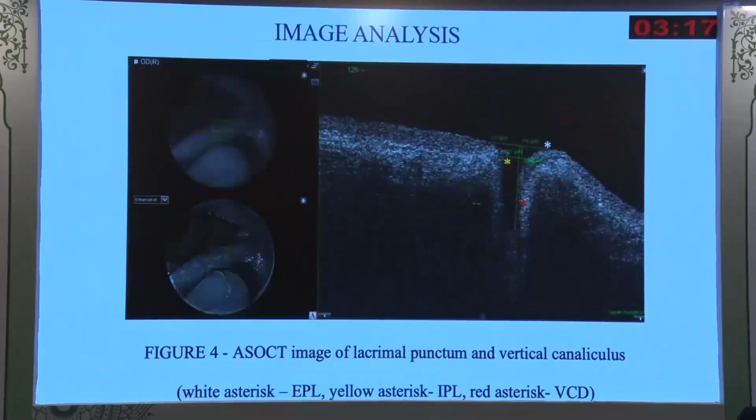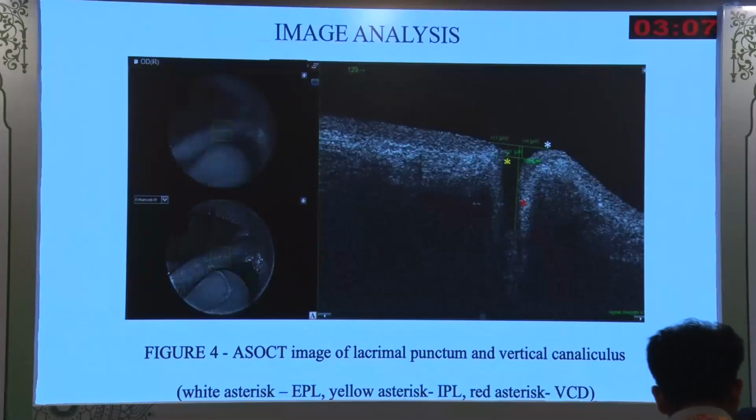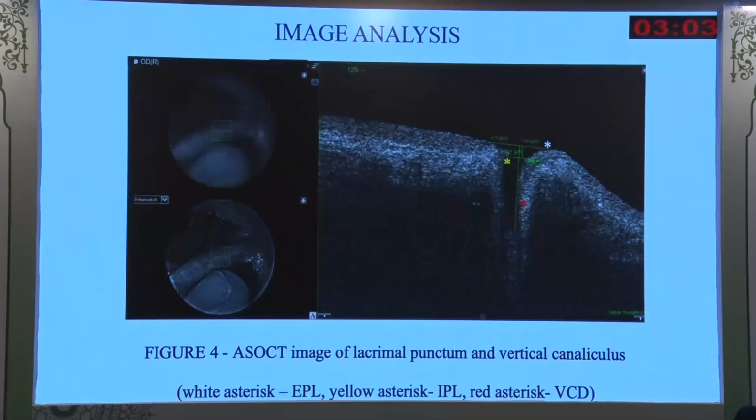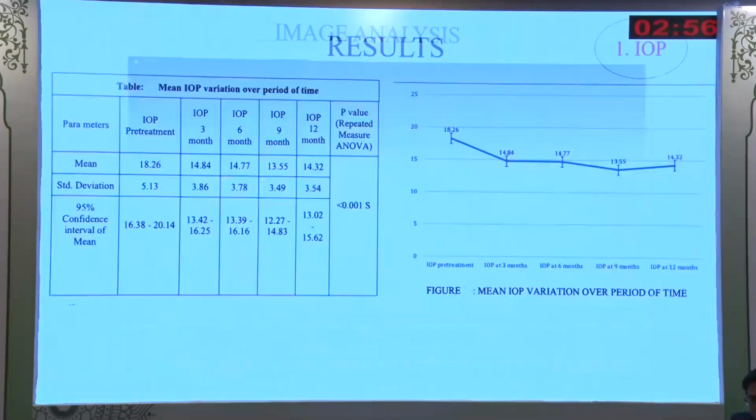After acquiring the image, the external punctal diameter was measured from the highest point on the nasal and temporal wall of the punctum. 100 microns below the external punctal diameter, the horizontal line measures the internal punctal diameter, and the vertical canalicular depth is measured by the perpendicular line from the external punctal diameter to the base of the punctum.